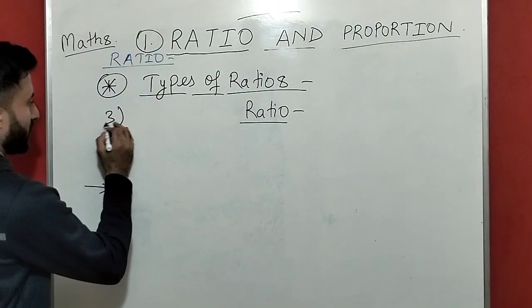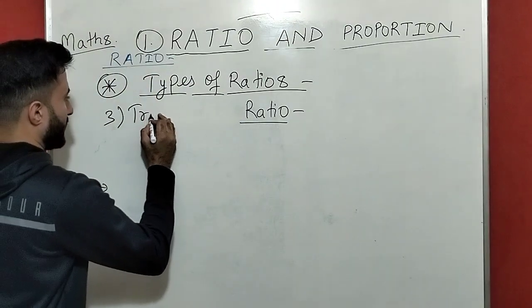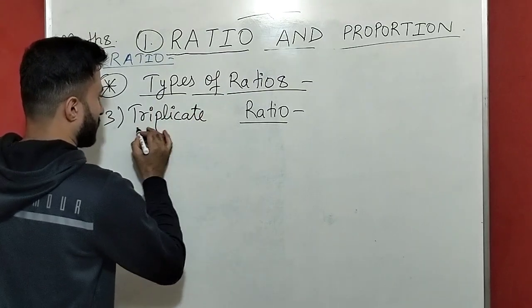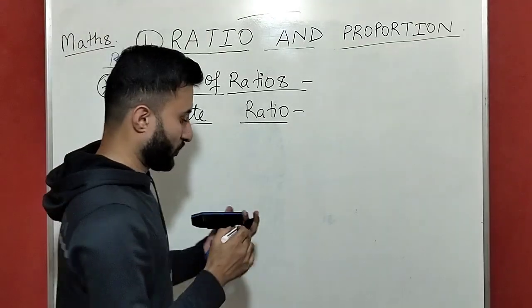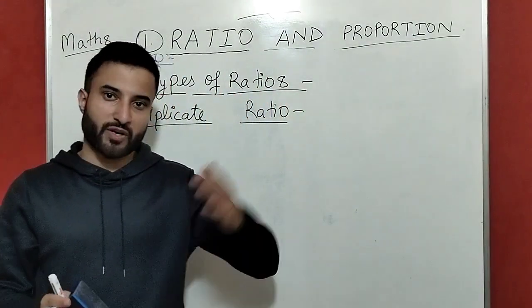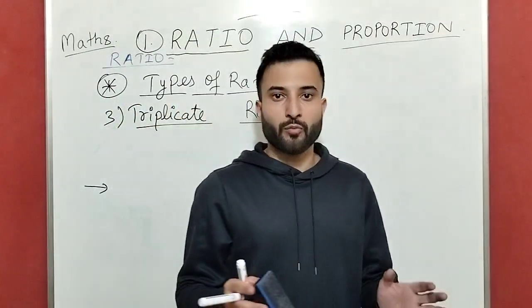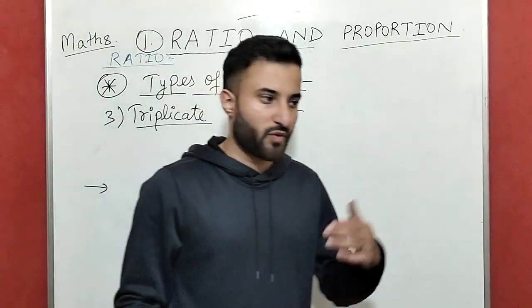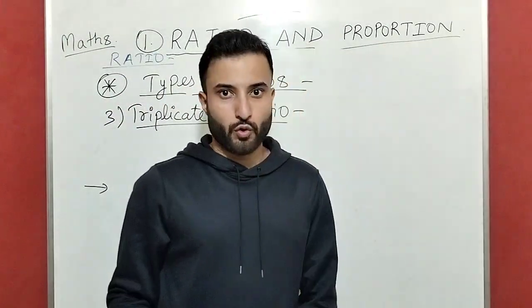Types of ratio, the third is triplicate ratio. And guys, those who are going to write in the month of December, just follow as much as you can, because you still have until 14 December when the examination starts, almost 40 days. So in 40 days, whatever we can cover, we will do.